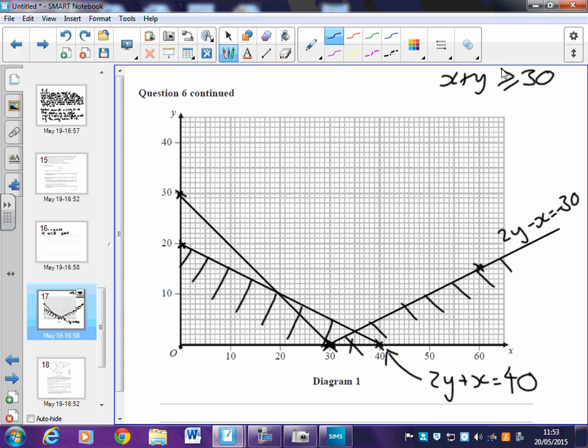Plug in the origin. 0 plus 0 is not bigger than 30, so I don't want the origin, so I need to shade out this side over here. And lastly, just label a line. This is x plus y equals 30. The other two constraints, the x and the y being bigger than or equal to 0, that kind of takes care of itself in there, the different bits on there.